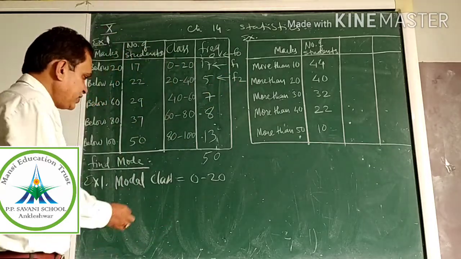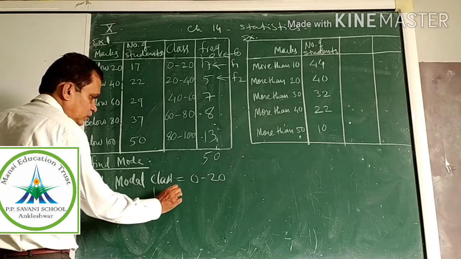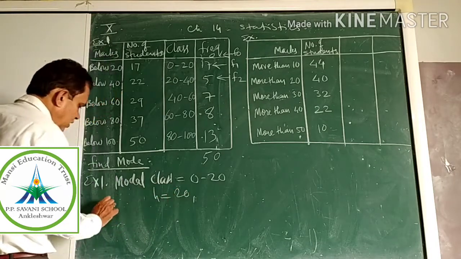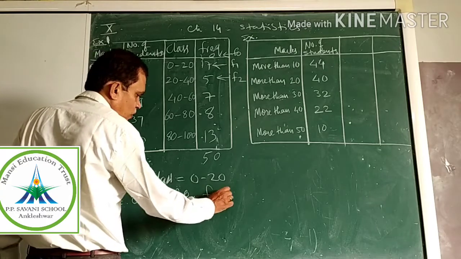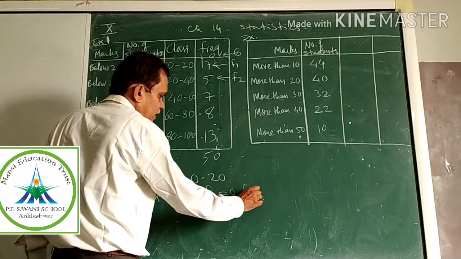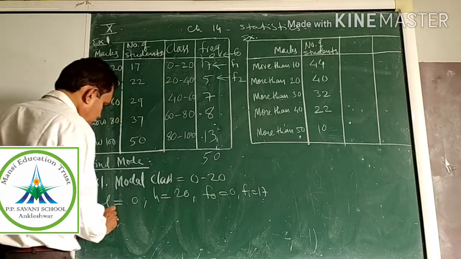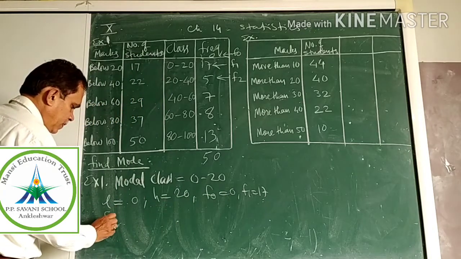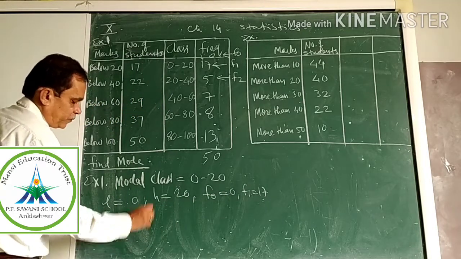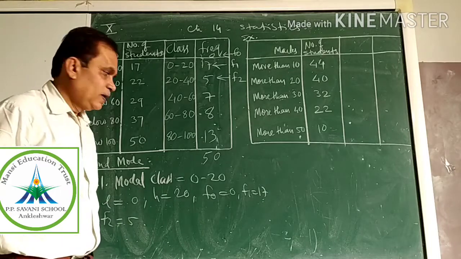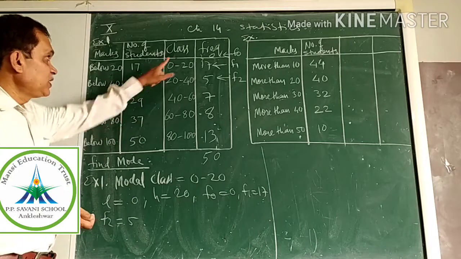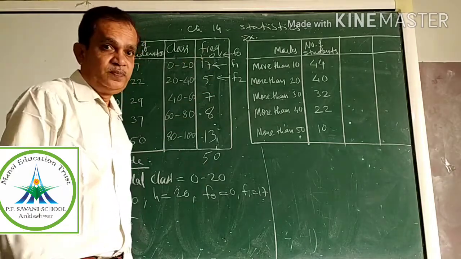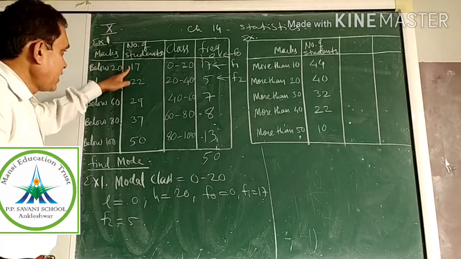Now we got what is H? 20. What is L? 0. Okay? F0, 0. F1, 17. F2, 5. Clear? Very good. Now see, I hope you understood. The important thing in this example is writing the class and writing the frequency. We subtract.